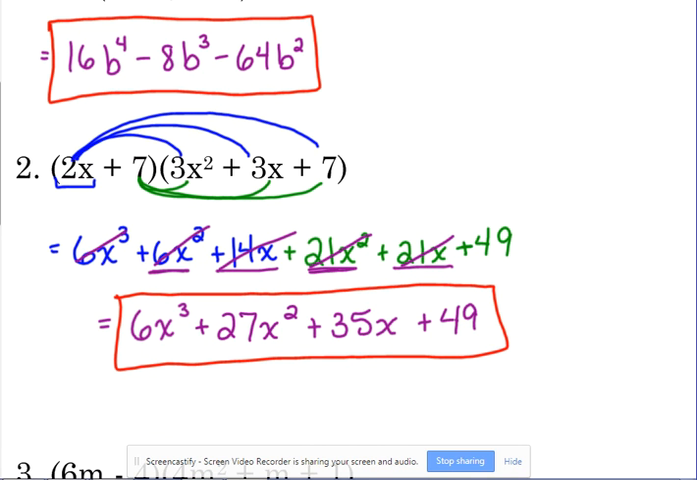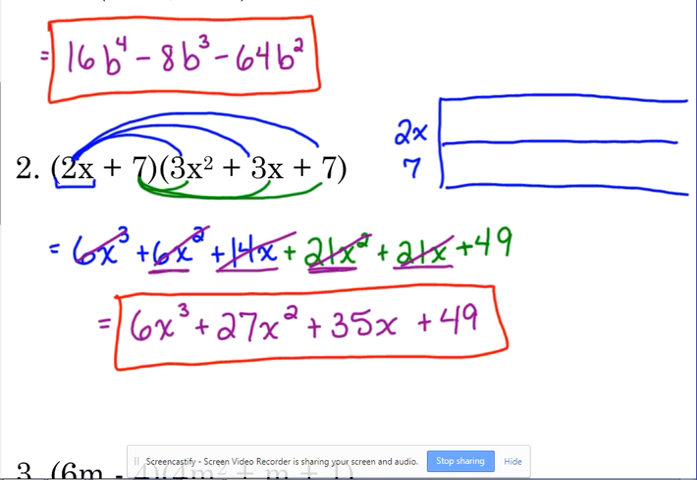Now, if you wanted to, how many of y'all used the box when you were multiplying two terms by two terms? Anybody use the box? Y'all know what I'm talking about? Maybe. If you want to, you can do that with this. You can do 2x and 7. It's not my favorite thing to do, but it will work.